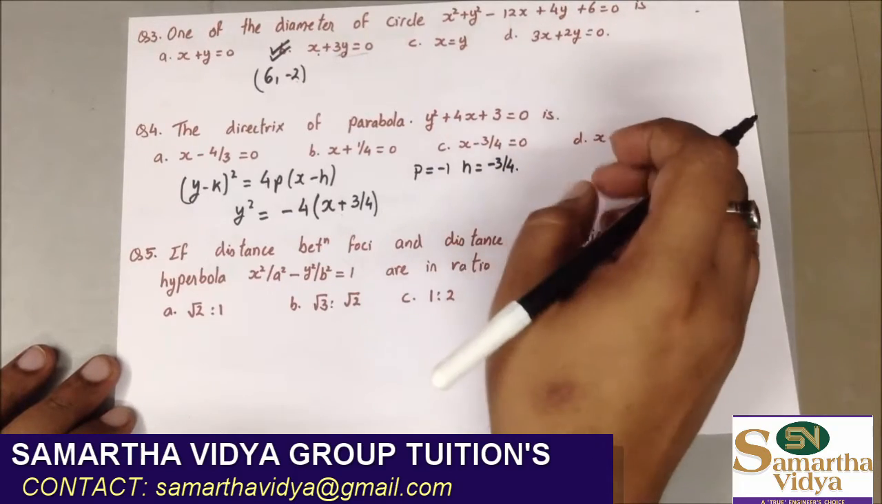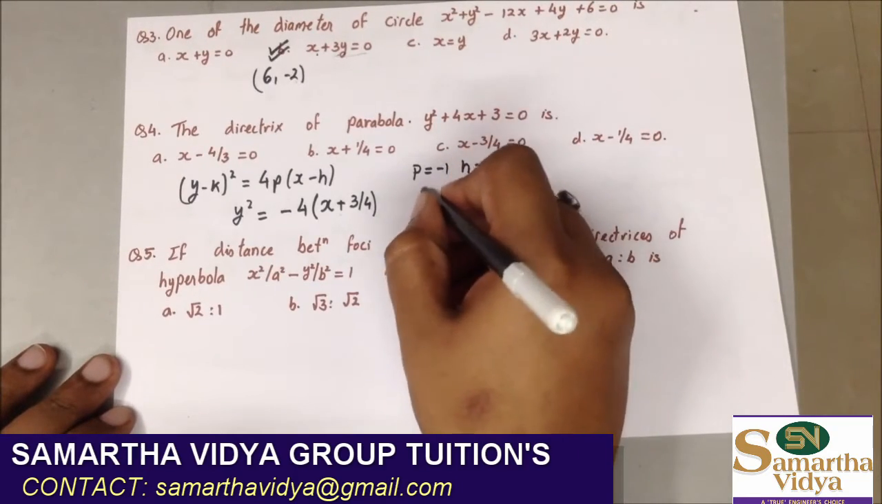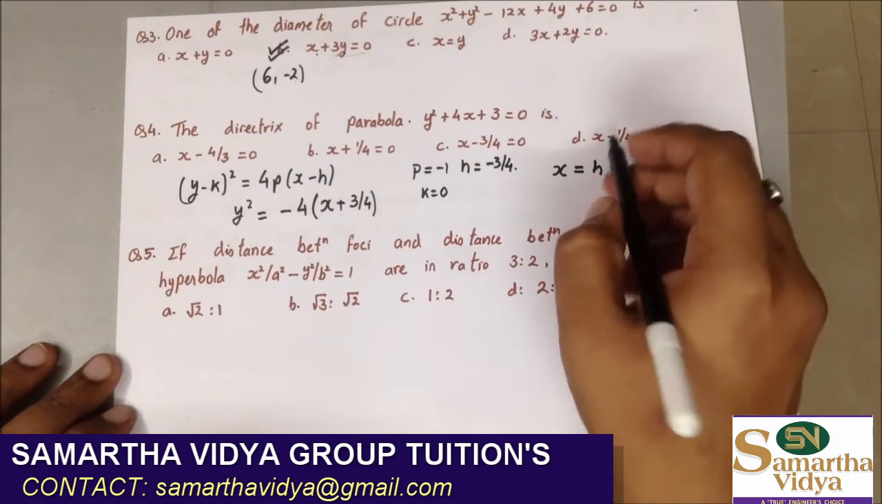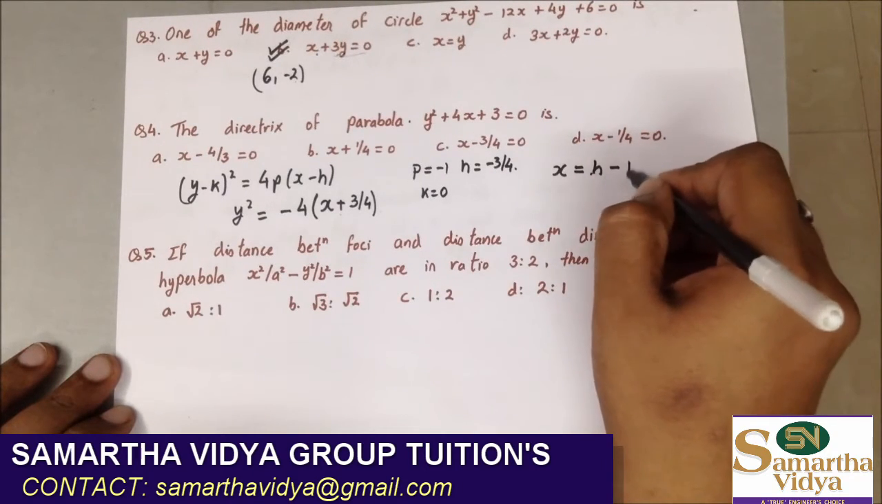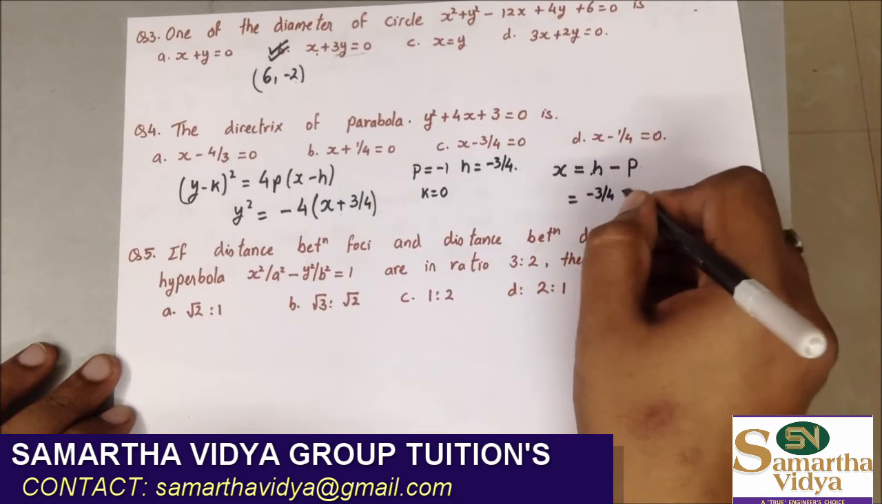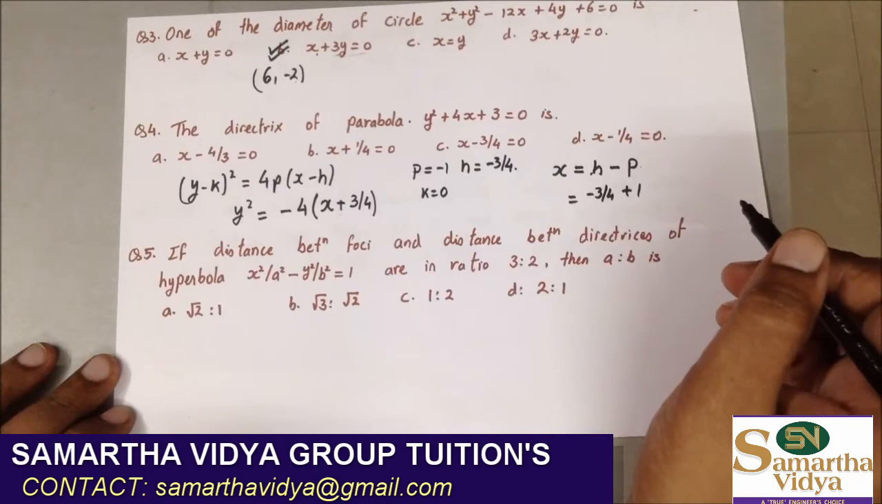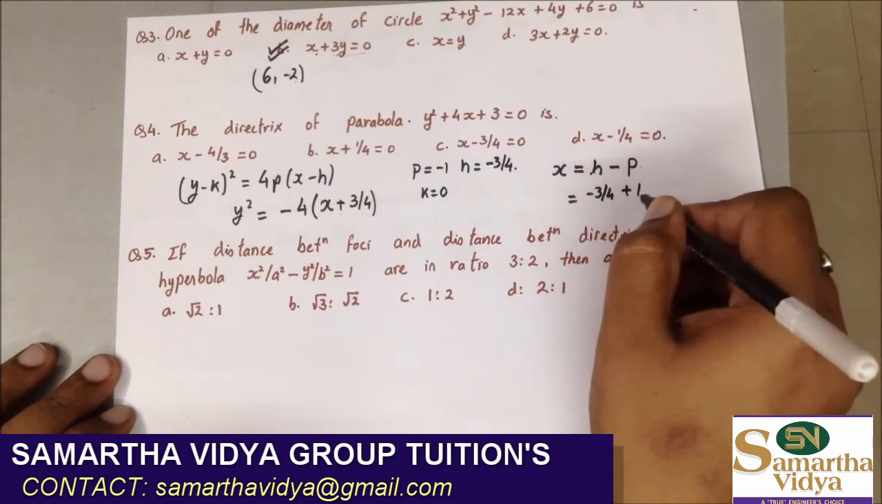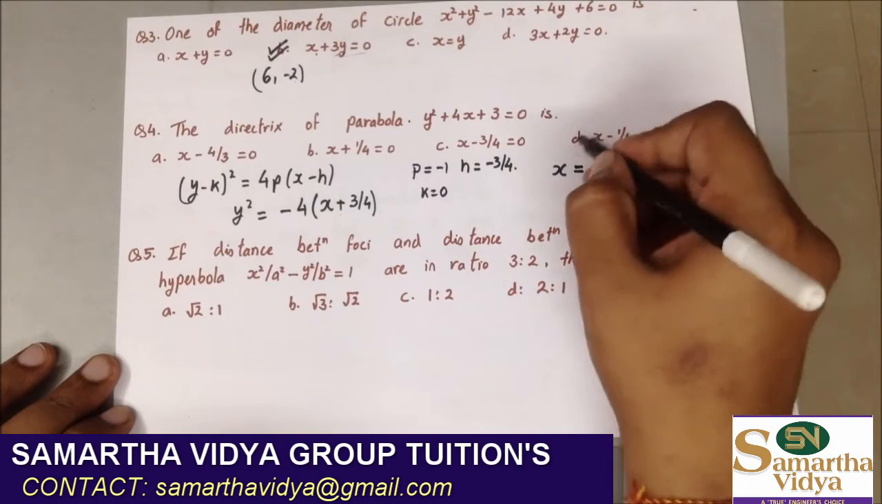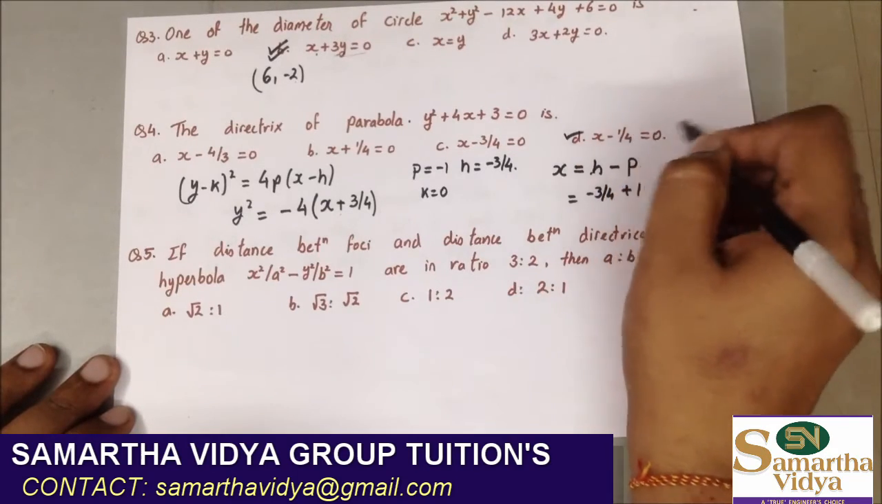Now when you're getting this particular thing, and also you're getting that k is equal to 0, the equation of the directrix is given by h minus p. So h is nothing but minus 3 by 4 and p is your minus 1, so it becomes plus 1. So you're getting x is equal to 1 by 4, and that's why your equation is D, that is x minus 1 by 4 is 0.